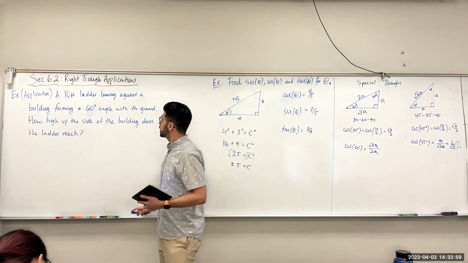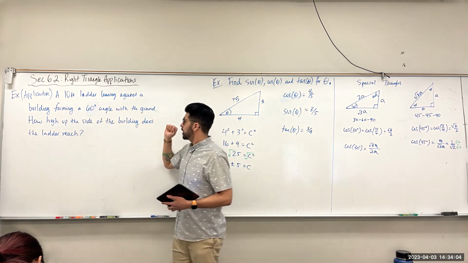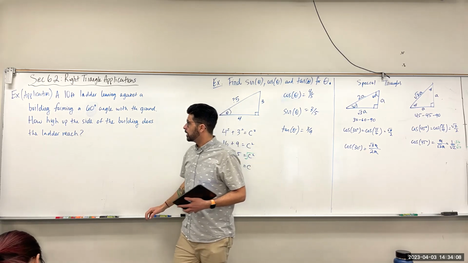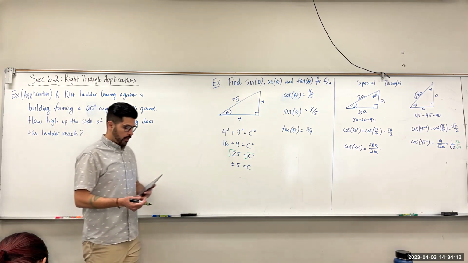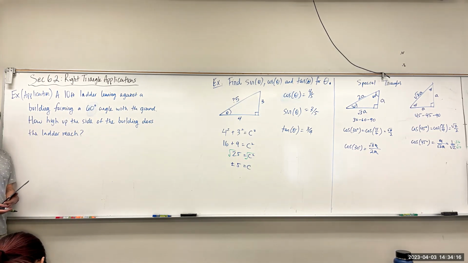A 10-foot ladder is laying against a building, forming a 60-degree angle with the ground. How high up the side of the building does the ladder reach? Let's try to paint a picture here, and I'll tell you where the calculus will come in when you see this problem again.